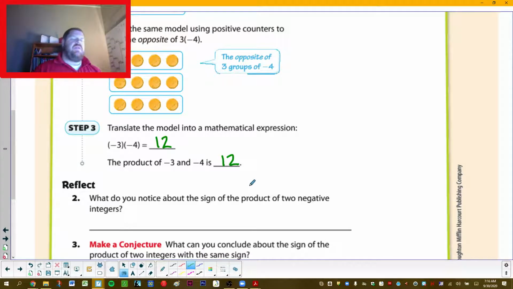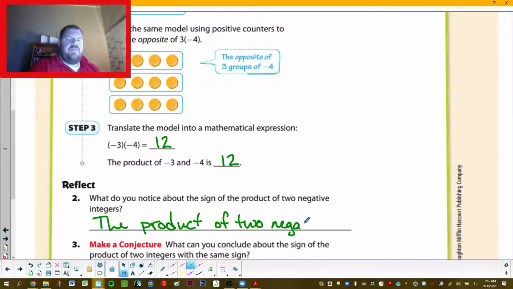And then here it says, what do you notice about the sign of a product of two negative integers? Okay, the sign of the product. So positive or negative sign. The product of two negative integers is always, got that word again, positive.